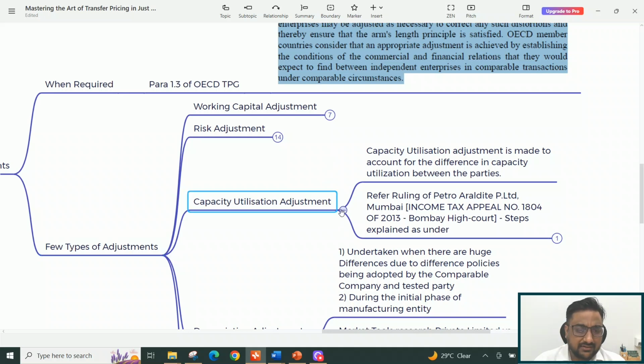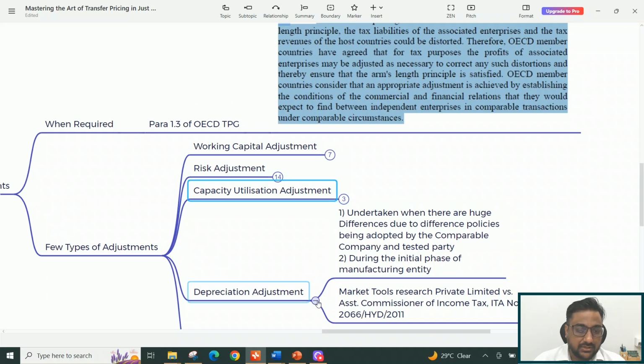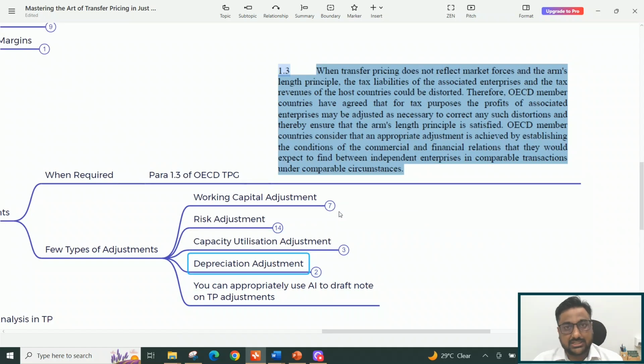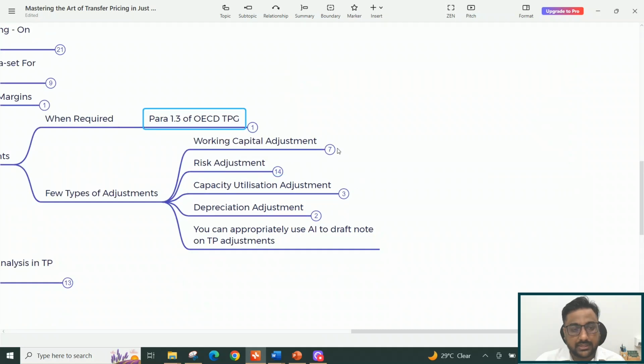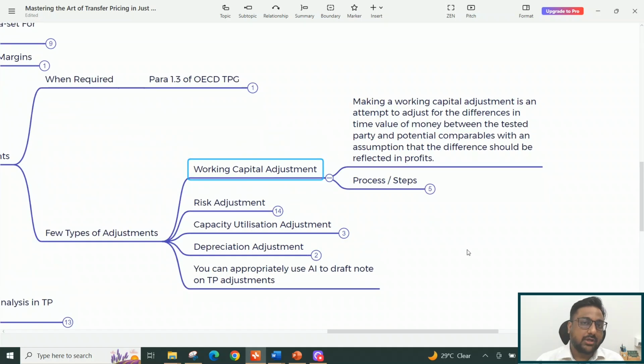Now we'll understand that there are various types of adjustments. First, I would like to start with working capital adjustment, which is the most common of all adjustments. Not every time, but it needs to be made where you can observe significant differences in the financial data of the comparable companies vis-a-vis the tested party. Making a working capital adjustment is an attempt to adjust for the differences in the time value of money between the tested party and the potential comparables, with the assumption that the difference should be reflected in profit.